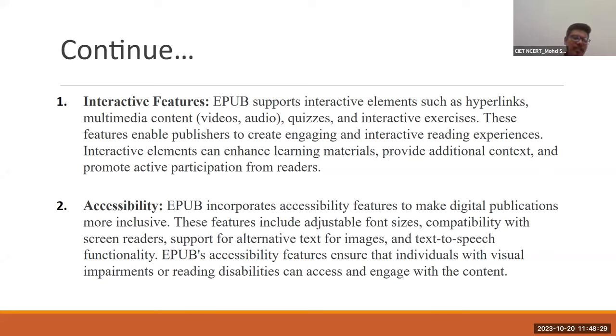The next point is accessibility. EPUB incorporates accessibility features to make digital publications more inclusive. These features include adjustable font sizes, compatibility with screen readers, support for alternative text for images, and text-to-speech functionality. EPUB's accessibility features ensure that individuals with visual impairments or reading disabilities can access and engage with the content.